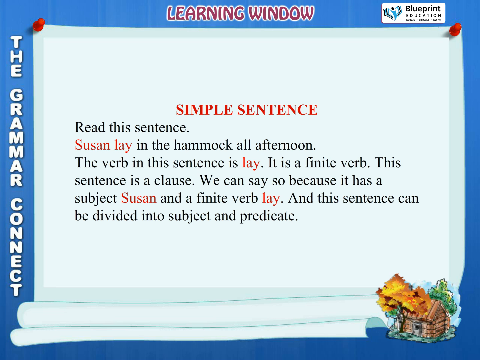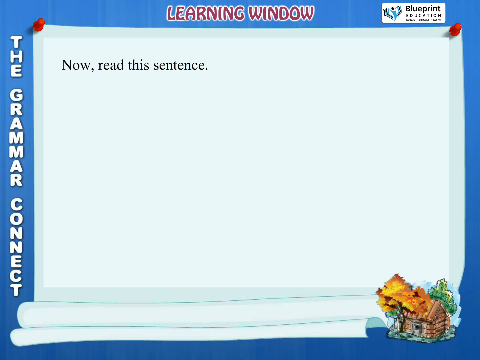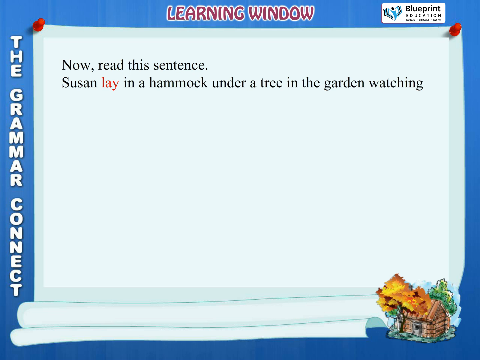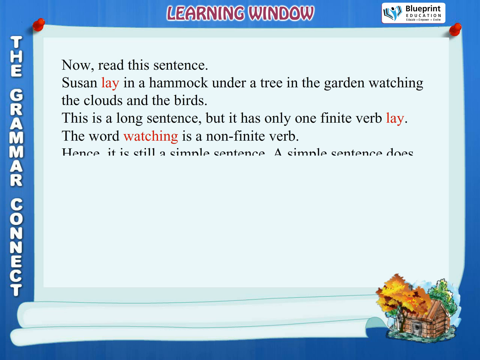And this sentence can be divided into subject and predicate. A sentence having only one clause and therefore only a single finite verb is called a simple sentence. Now read this sentence. Susan lay in a hammock under a tree in the garden, watching the clouds and the birds. This is a long sentence, but it has only one finite verb, lay. The word watching is a non-finite verb. Hence, it is still a simple sentence.